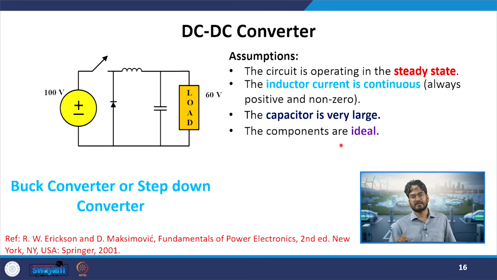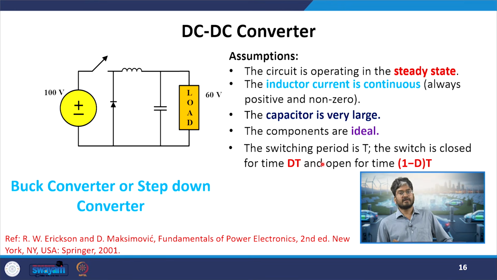So, why are we considering the circuit to be ideal? As to simplify our analysis. Then, as I said, we are not considering any switching loss. So, that means the switching time is also not considered. What is the meaning of that? The moment we provide the gate signal to the switch, we assume that the switch has been closed. The moment we remove the gate pulse from the switch, we assume that it has opened.